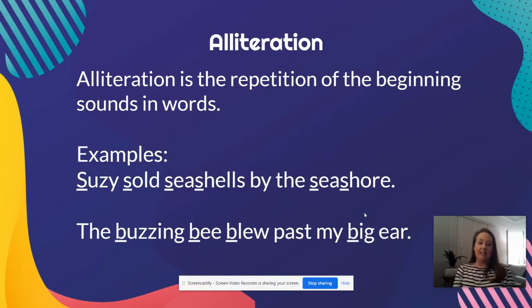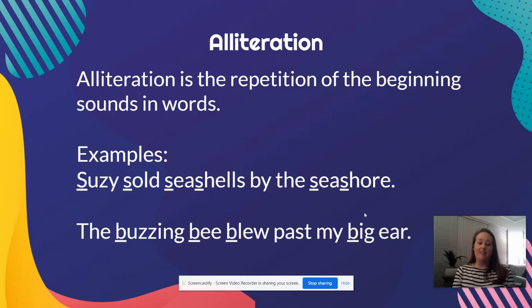Last, we have alliteration. Alliteration is the repetition of the beginning sounds in words. For example, Susie sold seashells by the seashore. If you say it fast, you hear that S sound, and also it can be a tongue twister as well. But you see that S and that's the beginning sound of all those words in that sentence.